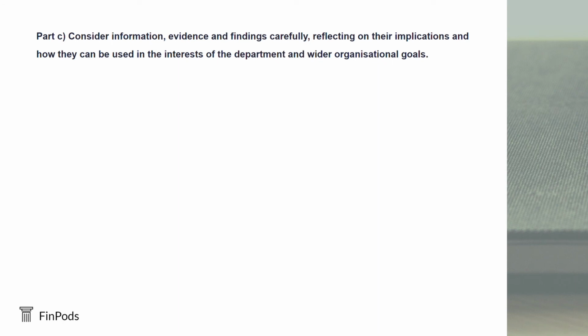Part C. Consider information, evidence and findings carefully, reflecting on their implications and how they can be used in the interests of the department and wider organizational goals. Considering means to think carefully about something, typically before making a decision. In the exam, consider everything. The interest of the organization is to consider all information relevant to its business. Therefore, it is your job to consider all information that comes across in the scenario.